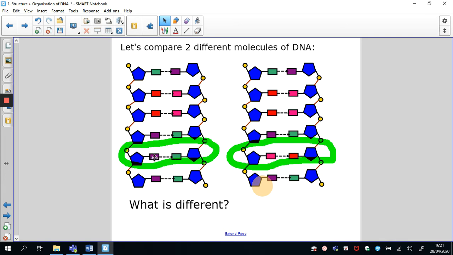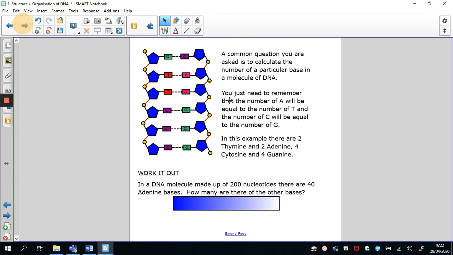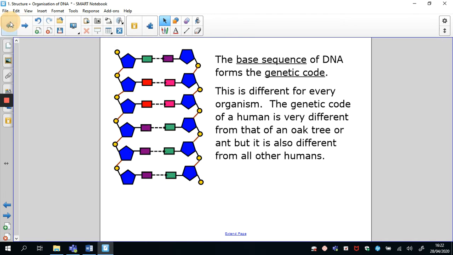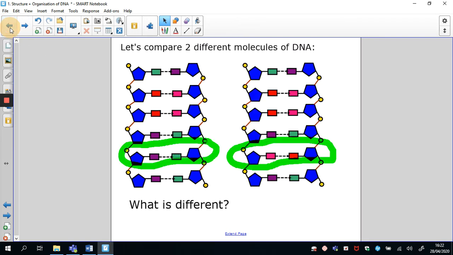Now, on this diagram, we don't know what's A, what's T, what's C, and what's G, but that doesn't matter. I just want you to realise that the only thing that will change from one molecule of DNA to another will be the order of these bases. The order of those bases is sometimes called the base sequence. So this one is going purple, pink, pink, green, green, green. That's a sequence. Whereas this one is purple, pink, pink, green, red, green.